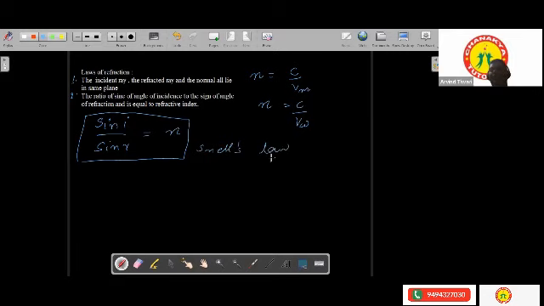Now, we had seen how the refraction of light takes place when light enters from a rarer medium to a denser medium. The ray of light bends.